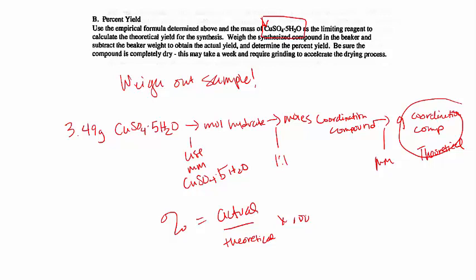Times 100. Okay, so it says use the empirical formula determined above and the mass of copper sulfate pentahydrate as a limiting reagent to calculate the theoretical yield. So that's this. Weigh the synthesized compound in the beaker and subtract the beaker weight, which you also should have from last time, and determine the percent yield. Be sure the compound is completely dry. This may take a week and require grinding to accelerate the drying process. A week in a desiccator is good, so you don't have to worry about grinding it and just weigh it and assume it's dry. All right, so that's part B.